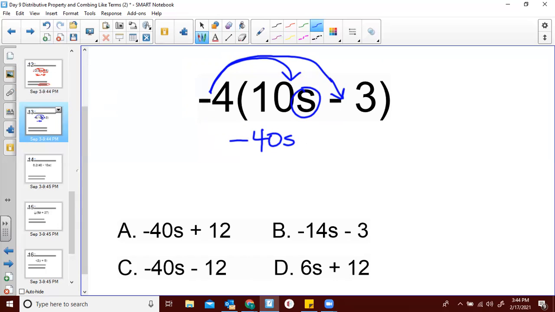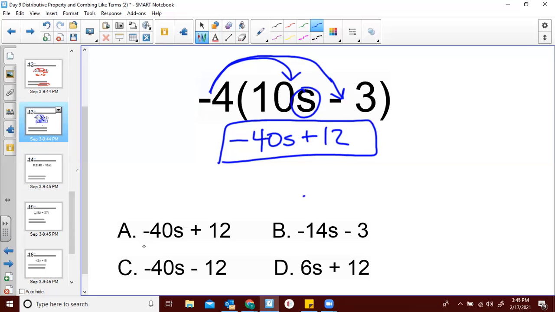-4 times -3. Cannot tell you how many people told me that was -12. Remember, in math, 2 negatives make a positive. That only works in math. Right? Do not take that as a life motto. So our correct answer is A. Right? Negative times a negative will give us our positive 12.